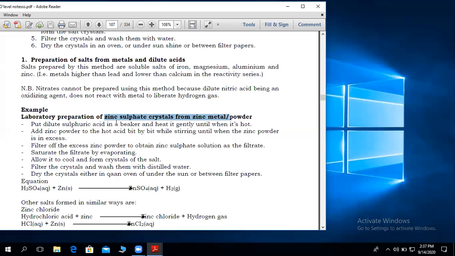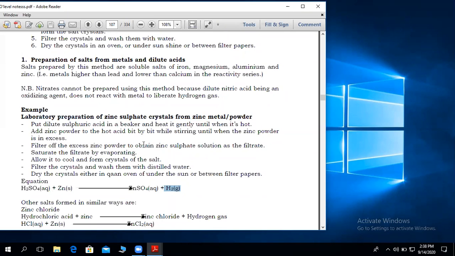Don't add lead now when you want zinc sulfate. That is very wrong. How can you add? You want zinc sulfate, then you are adding lead? No, that is very wrong. So add zinc powder to the hot acid bit by bit while stirring, until zinc powder is in excess. Zinc powder being in excess, we mean you add zinc until the reaction stops. And how will you know that the reaction has stopped? It stops producing hydrogen gas, until bubbles cannot form anymore.